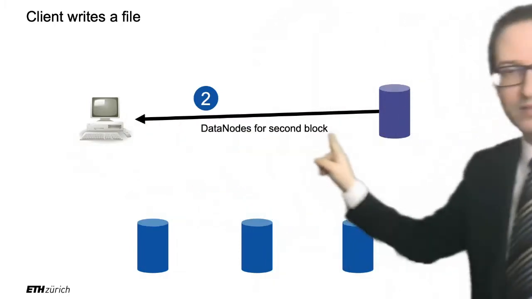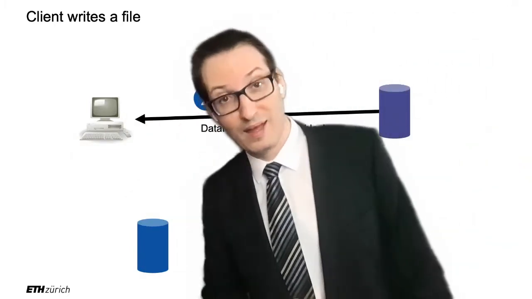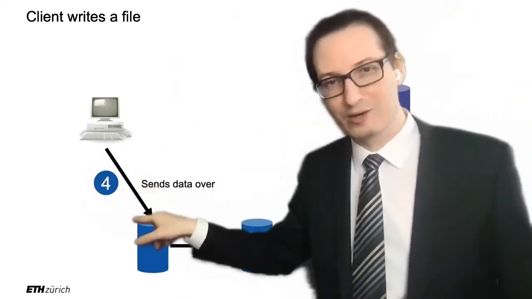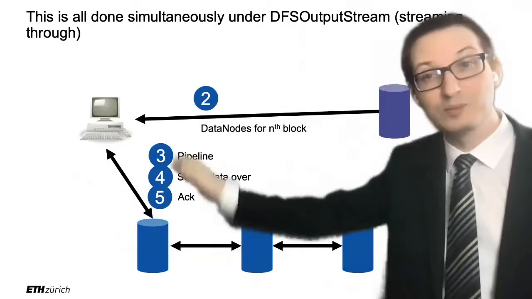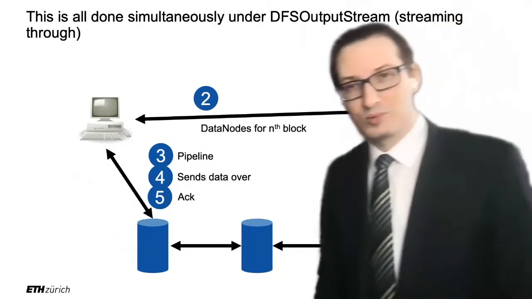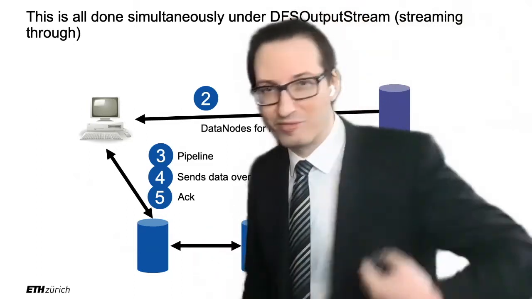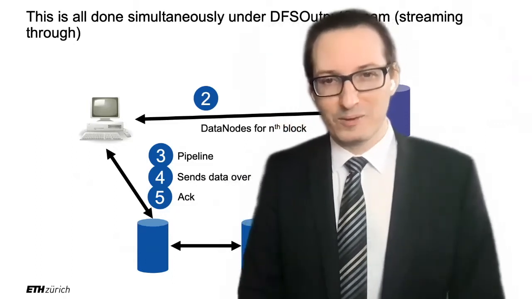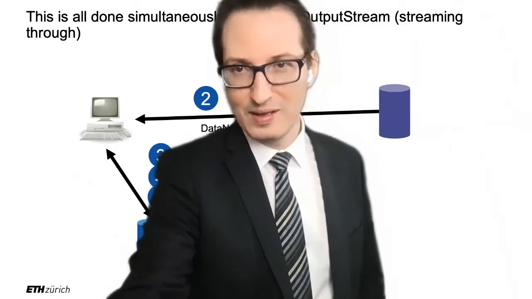And then the client just goes on and asks for the data nodes for the second block. And then you go ahead, the same, organize the pipeline, receive the acknowledgement, send data over, receive the acknowledgement, third block, and so on. Then it just iterates block after block. So in that case, you really need to go block after block. This is because you're actually writing a file and you need to produce the blocks one by one. Okay, any questions on that so far? So that's the animation.